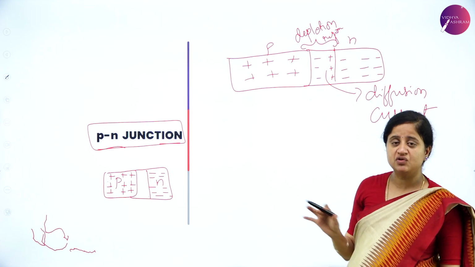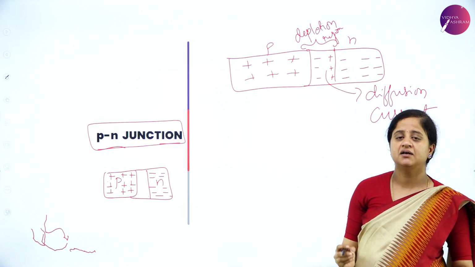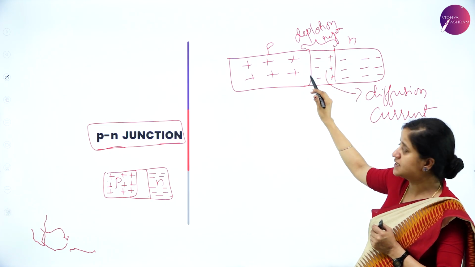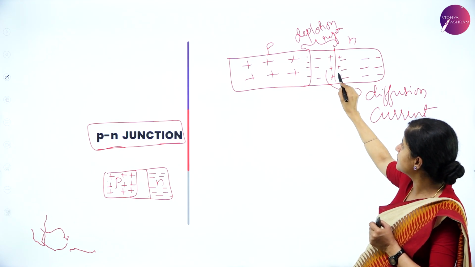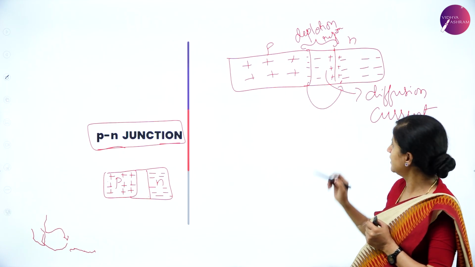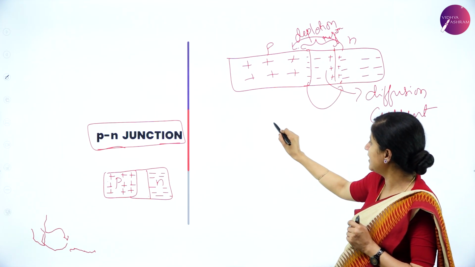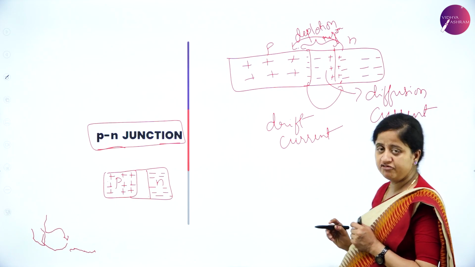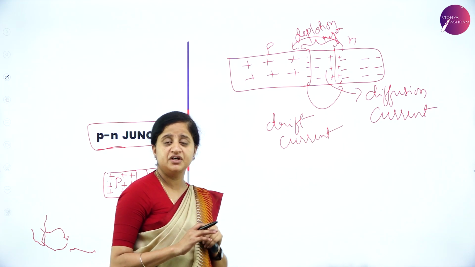This diffusion current is due to majority charge carriers, but as we know, in P-type and N-type semiconductors there are minority charge carriers as well. Because of the electric field present in the depletion region, the minority charge carriers, that is electrons from this region and holes from this region, get drifted. The electrons drift to the n region and the holes drift to the p region, and the current due to this drifting of charges is called the drift current. These are the basic terms to understand in the formation of a p-n junction. The direction of this drift current is always opposite to the direction of the diffusion current.